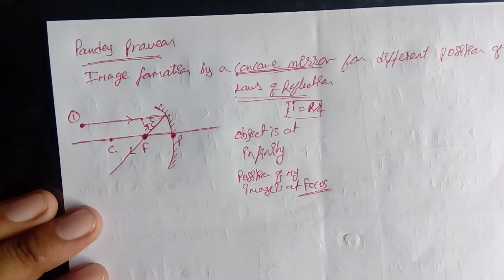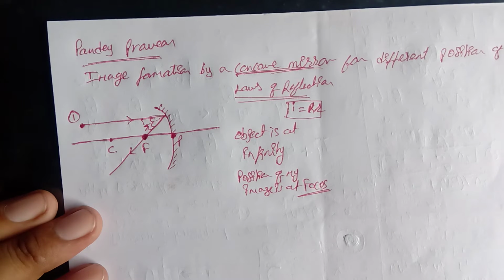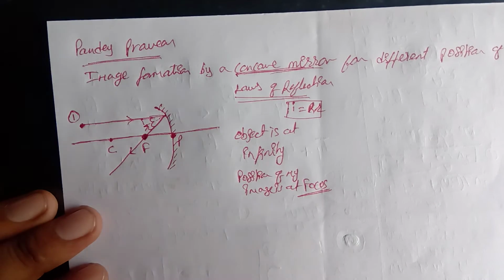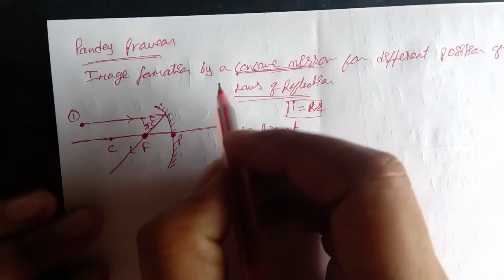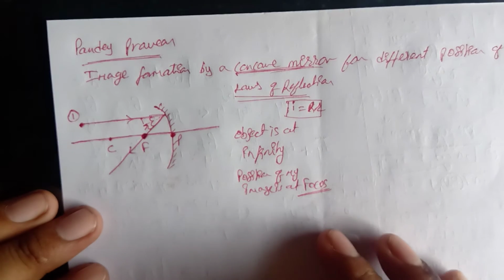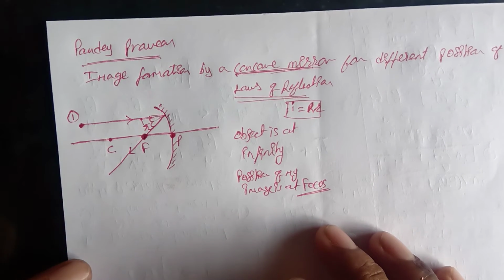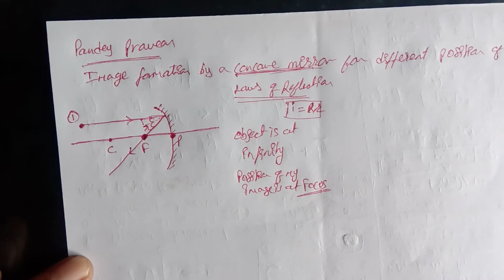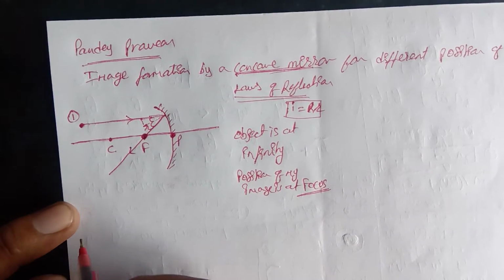Position of image would be the focus, nature of image is real. For all you will get a real and inverted image except one. What is that one? Whenever the position of my object is between P and F, that case we will be dealing with later. But in all those 5 cases, the nature of the image is real and inverted. Let me write here, nature of image is real. Okay, you followed, that is enough. That is the first case, when the object is at infinity. Now let's go with the second case.